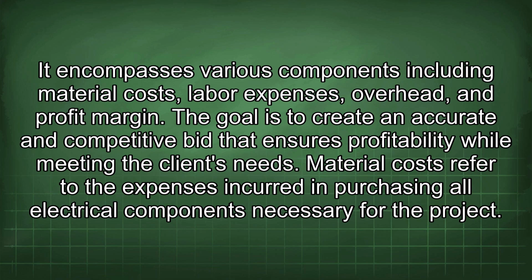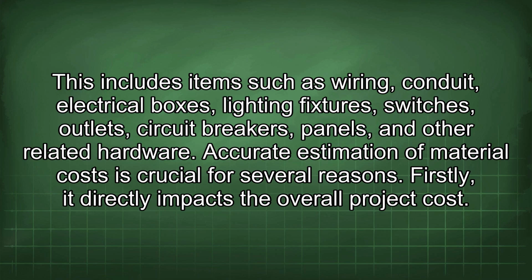Material costs refer to the expenses incurred in purchasing all electrical components necessary for the project. This includes items such as wiring, conduit, electrical boxes, lighting fixtures, switches, outlets, circuit breakers, panels, and other related hardware. Accurate estimation of material costs is crucial for several reasons.